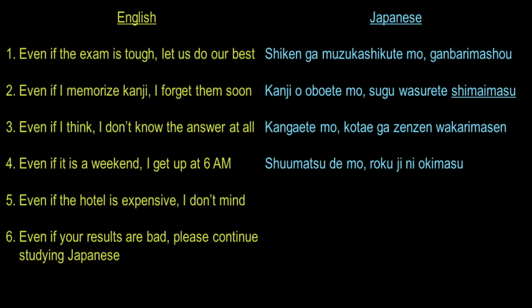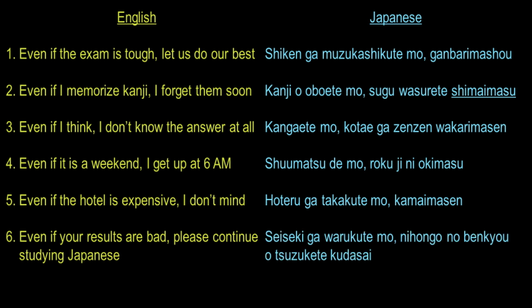Let us go to the fifth sentence. Expensive is takai and don't mind is kamaimasen. So the translation will be Hotel ga takakutte mo kamaimasen. Let us go to the last sentence. Result is seiseki, bad is warui, and to continue is tsuzukemasu. So the translation will be Seiseki ga warukutte mo nihongo no benkyou o tsuzukete kudasai.